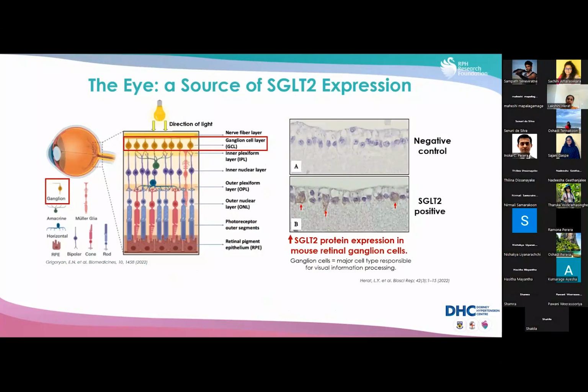We have recently shown that the SGLT2 protein is also expressed in retinal ganglion cells, which is from the mouse. Retinal ganglion cells are basically the major cell type that is responsible in the retina for visual information processing. So as you can see here, this is the negative control without any antibodies, and this is the SGLT2 positive retinal ganglion cells from the mouse, with the brown color indicating the expression of SGLT2 protein.